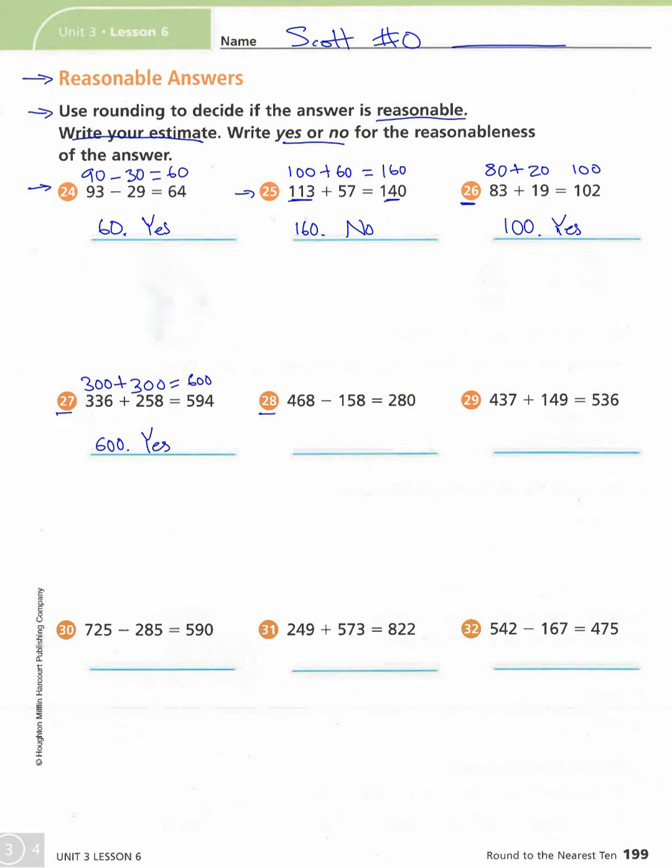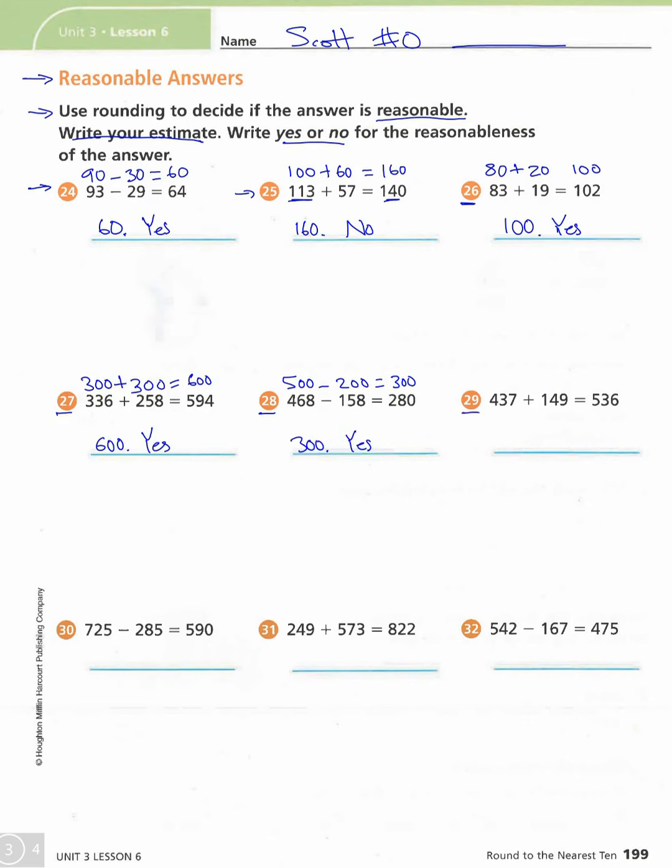Number 28, 468. I'm going to say that's 500, right? We round up. Take away 200 would give us 300. So is 280 close to 300? I'm going to say it's pretty close. So I'm going to say yes again here.